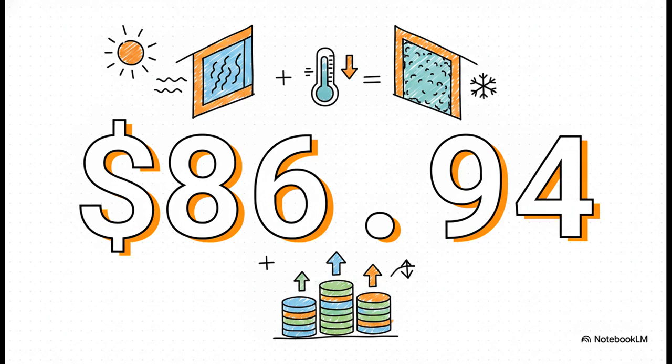$86.94. Based on a calculation comparing wall constructions for a small building in Texas on a blazing hot summer day, this is the actual monthly cooling savings achieved just by upgrading from an uninsulated wall to one with 260 millimeters of fiberglass insulation. Over $86 a month saved simply by using math to increase thermal resistance.